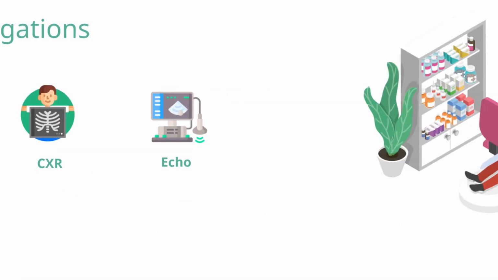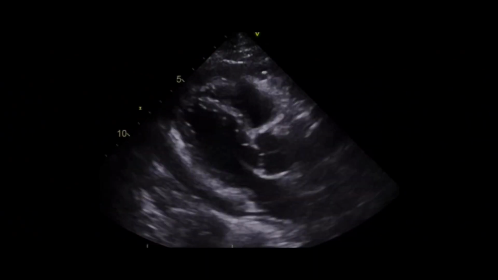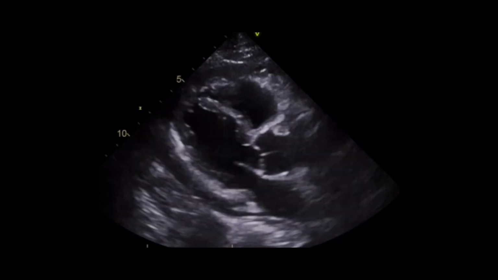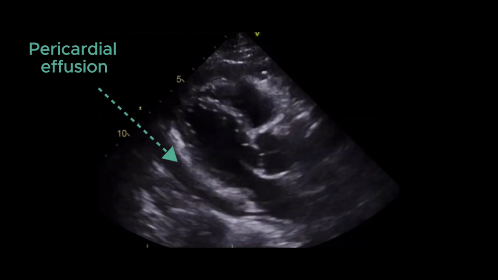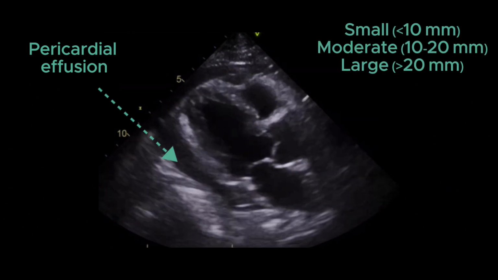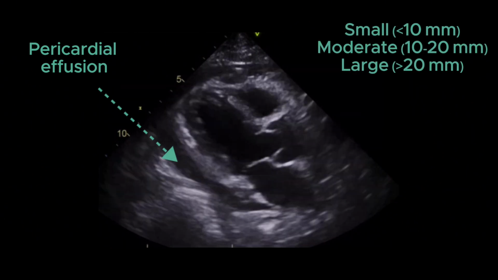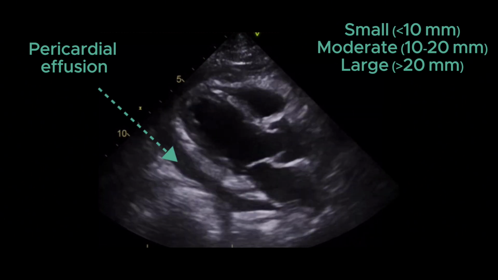Finally, what about the echo findings in pericarditis? Echocardiography is not specific, but there are several suggestive features. As mentioned, around half of patients develop a visible pericardial effusion on echo. Pericardial effusions can be small, less than 10 mm, moderate, 10 to 20 mm, or large, greater than 20 mm.